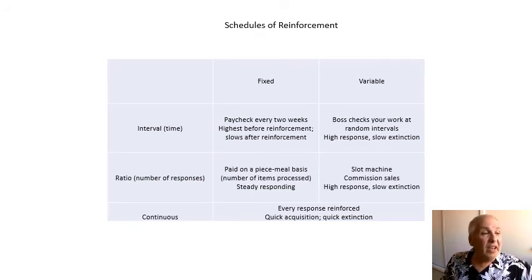Continuous reinforcement schedule: you quickly acquire the behavior, but you also quickly lose it. It's quickly extinguished as soon as the continuous reinforcement stops.